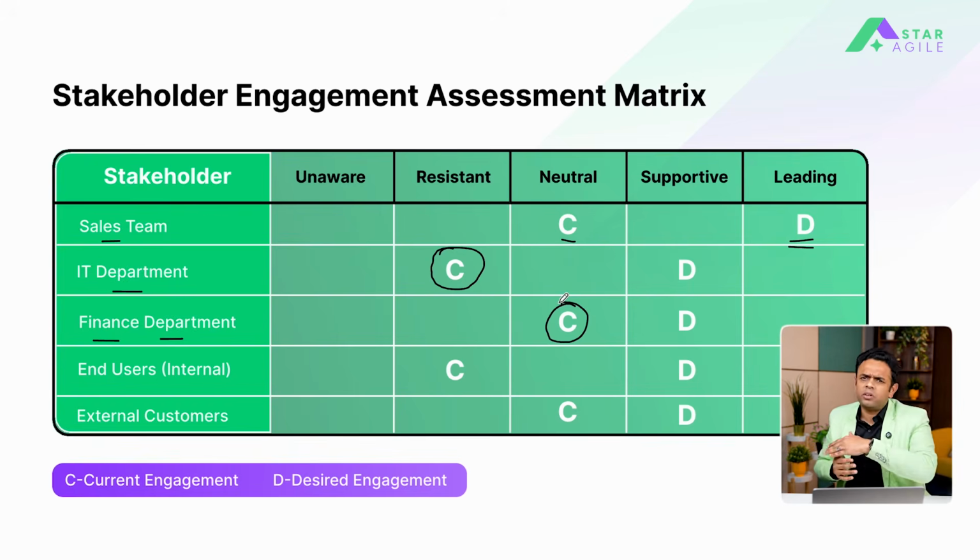Because all the rest, technology, customer relationship, everything is secondary. They want numbers on the screen. So this is my thought process, how I would engage the finance department people, so that over a period of time, from being neutral, they will move to supportive. Now, end users, internal.